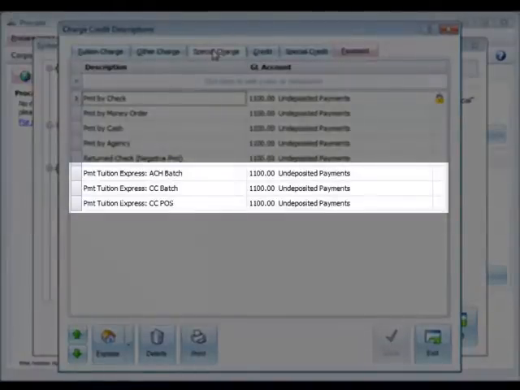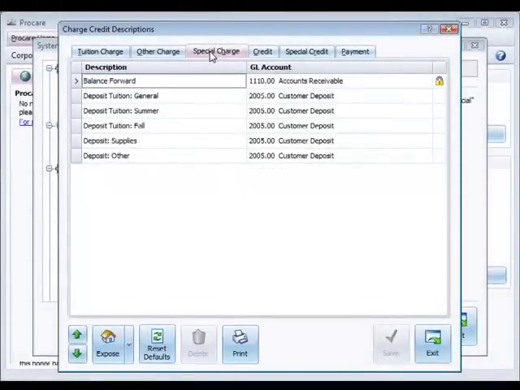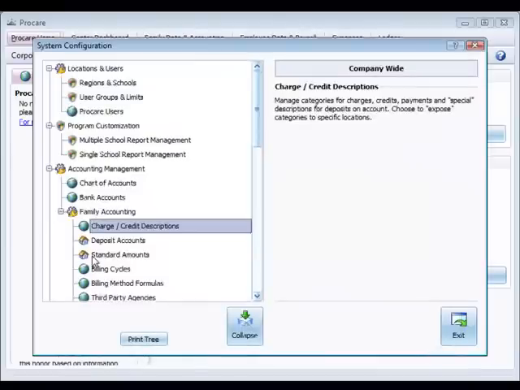Note that you'll want a payment description for each type of tuition express payment you receive: direct banking, direct credit card, or credit card point of sale. Special charges are generally deposits you might receive from parents on account. So we have several different examples here of the types of deposits that we might receive in advance of tuition being charged. The other special charge is a balance forward. This represents the amount owing by a family when you first put them into Procare. If you're coming from another system, this is the balance forward you would put in for them owing. A special credit description is the offset to the special charge, or the deposit refund. Basically, they're going to use up that deposit.